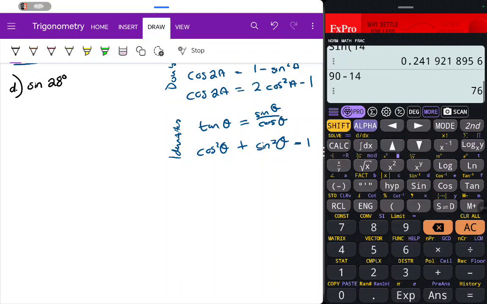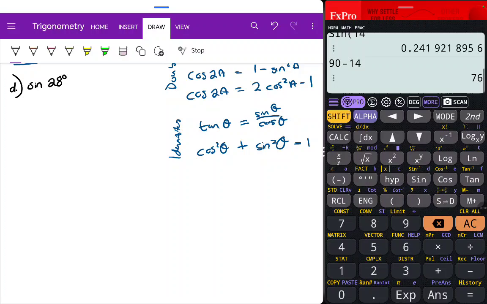Okay, let's look at example 17D. We are given sine of 28 degrees. We have sine, which is what we want to keep. Can we get that 28 to be a relationship of 14? We can say 28 minus 14 gives me 14. I could also say 28 divided by 2 gives me 14. Beautiful. So I know 28 is 14 and 14. So this is actually sine of 2 times 14 degrees.